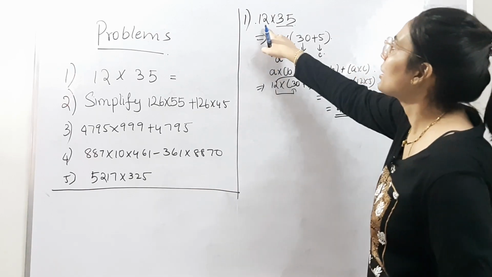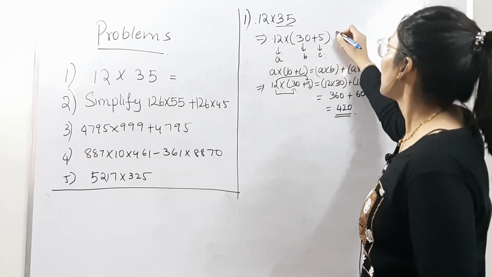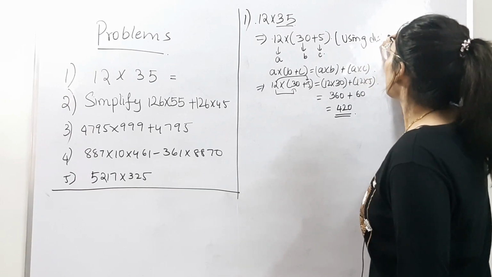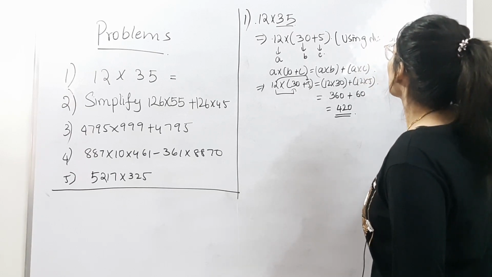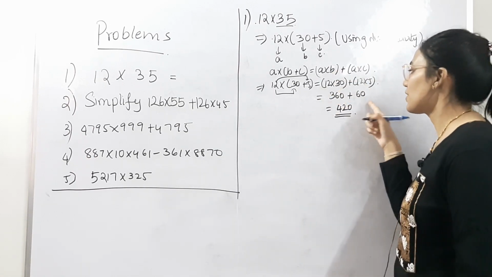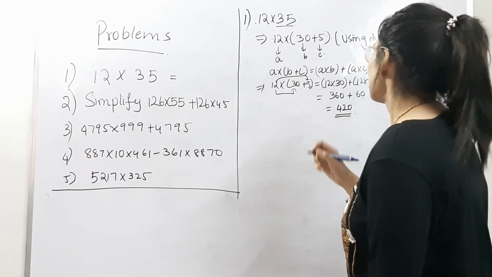See, without multiplying 12 into 35 directly, you can simply use the distributive property and then multiply very easily, because you know 12 3s is 36 and this is 360, and 12 5s are 60. So we get the answer very easily, right? Now let's see the second problem.